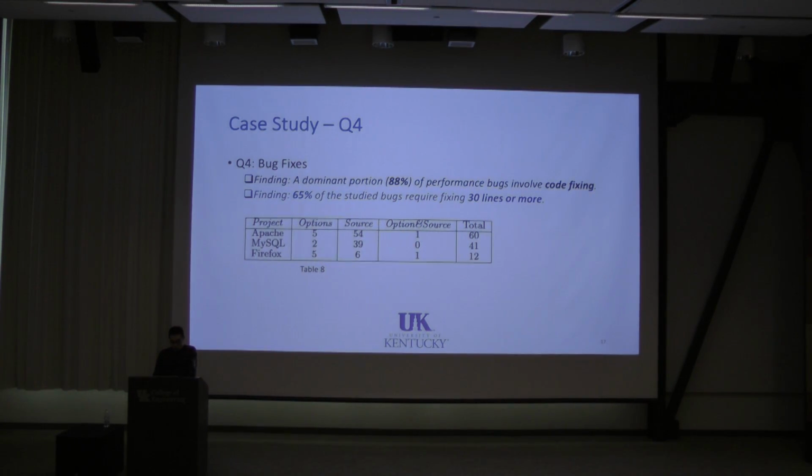And also, based on our study, we get different conclusions from a previous general performance bug study, where they claim that performance bugs would normally require 5 lines or less to fix. Here we found that about 65% of our studied bugs would require at least 30 lines or more to get them fixed.